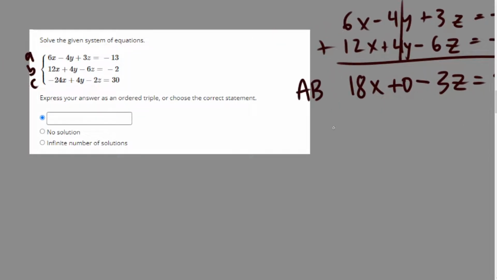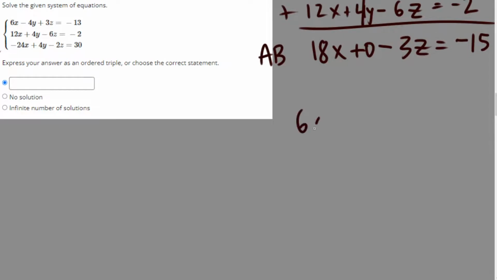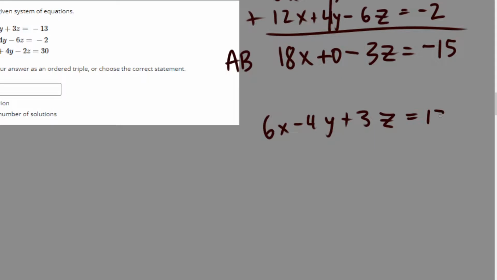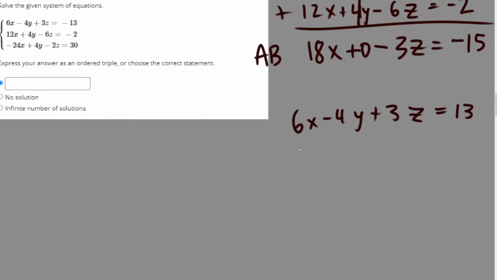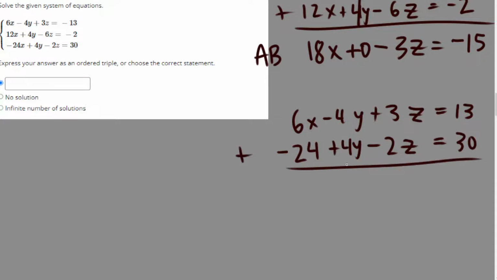That's AB. And now I'm going to take A and C. So 6x minus 4y plus 3z equals negative 13. And I'm going to take C, because that one I won't have to modify the equation in any way. So negative 24x plus 4y minus 2z equals 30. And I'll add these two together. This will give me negative 18x plus 0 plus z equals 43. And now we have AC and AB.